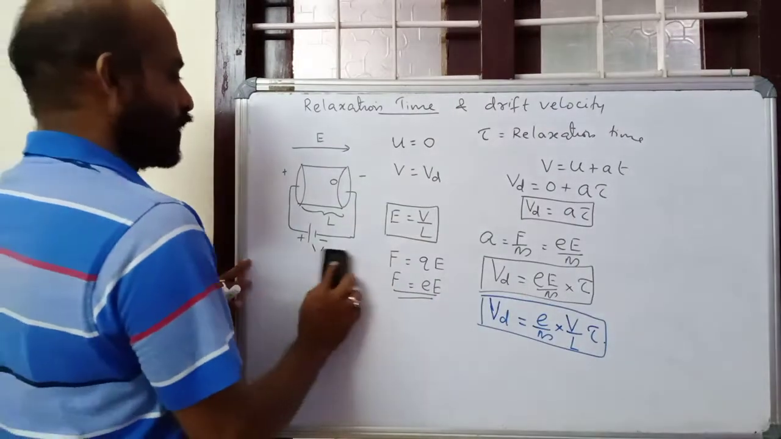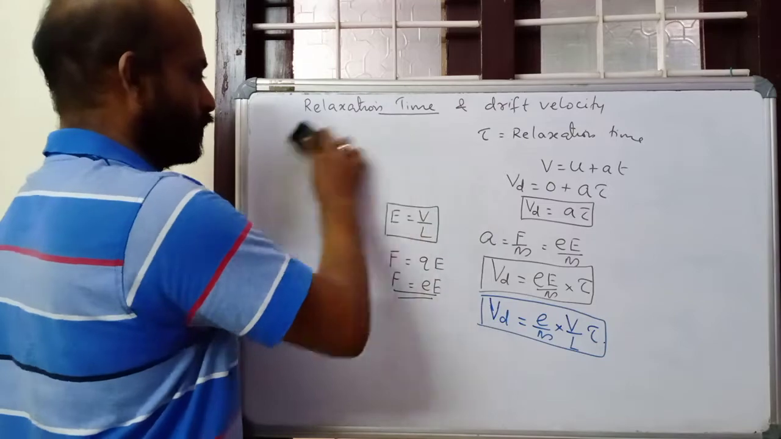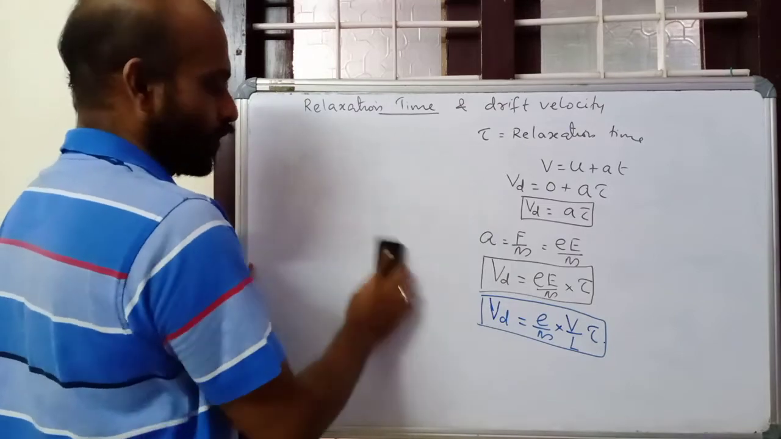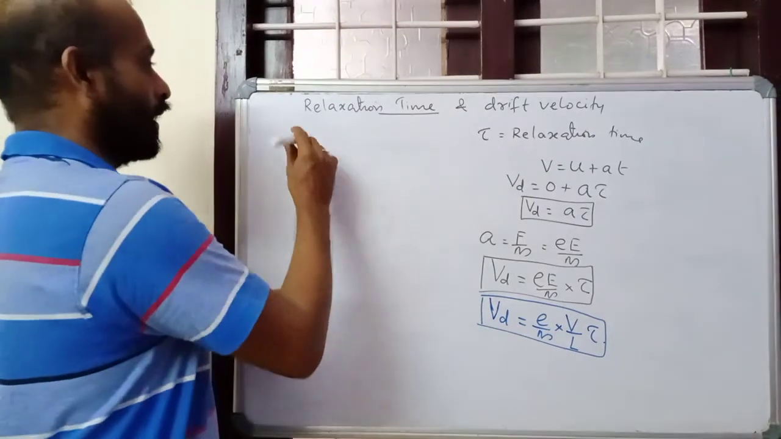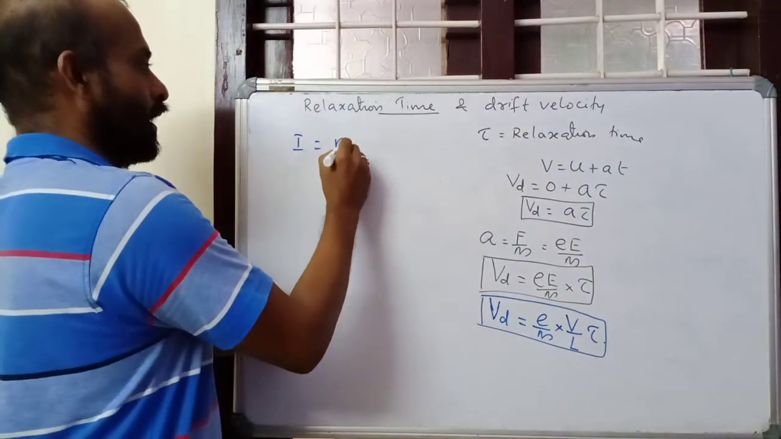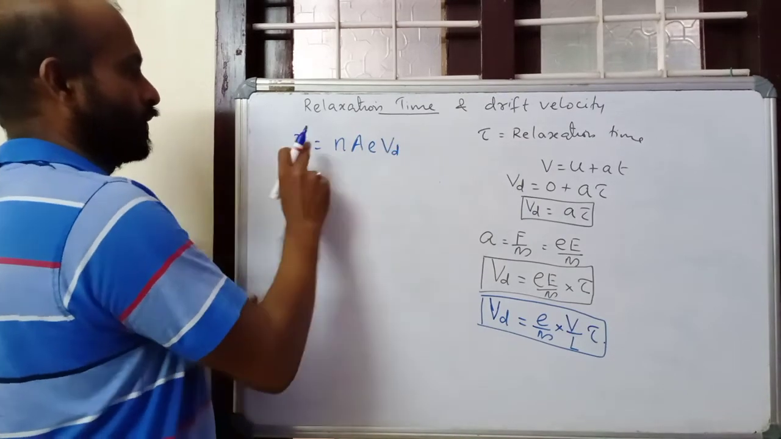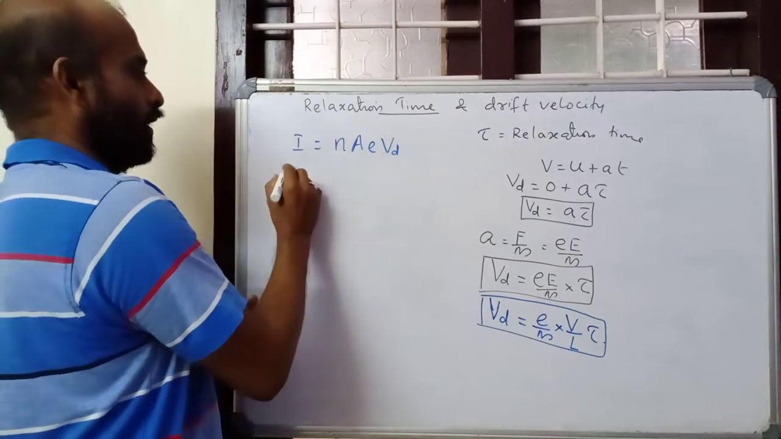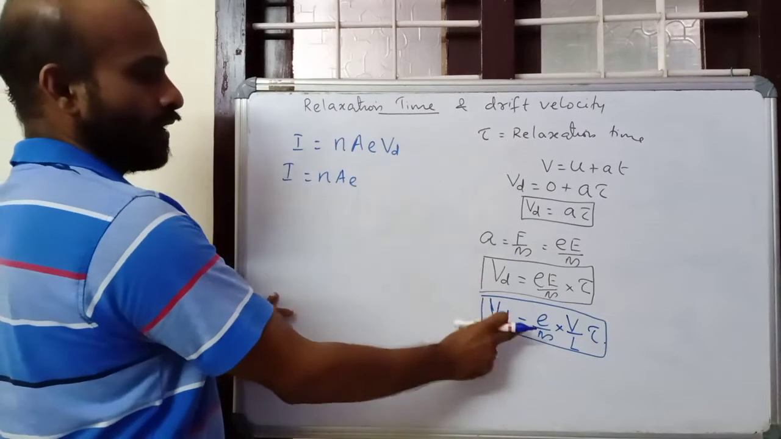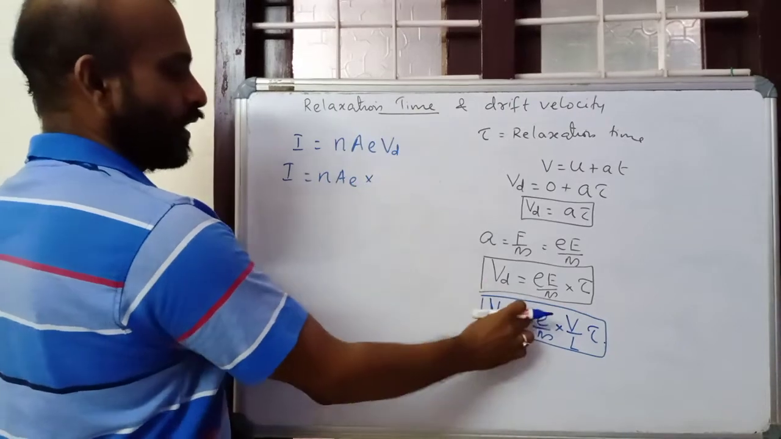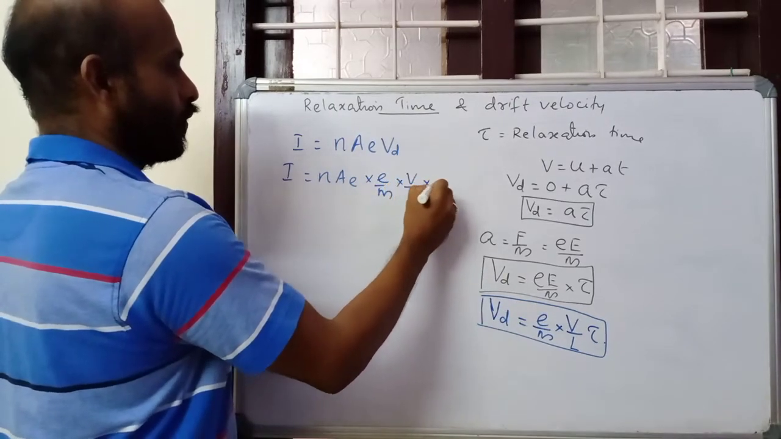Now further we will use the equation to arrive at Ohm's law. We can arrive at Ohm's law using this equation. How? In the previous topic we saw that the current I is equal to N A e into Vd. Current I is equal to N A e into Vd, and here Vd is equal to e by m into V by L into tau.